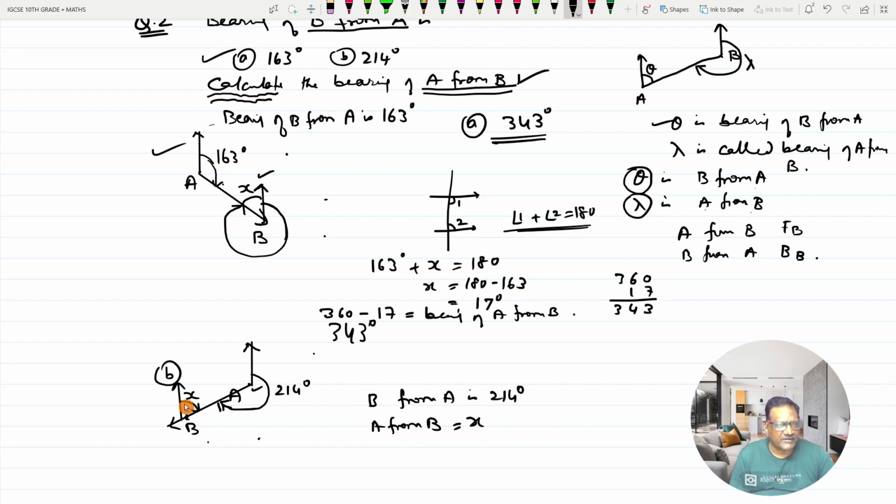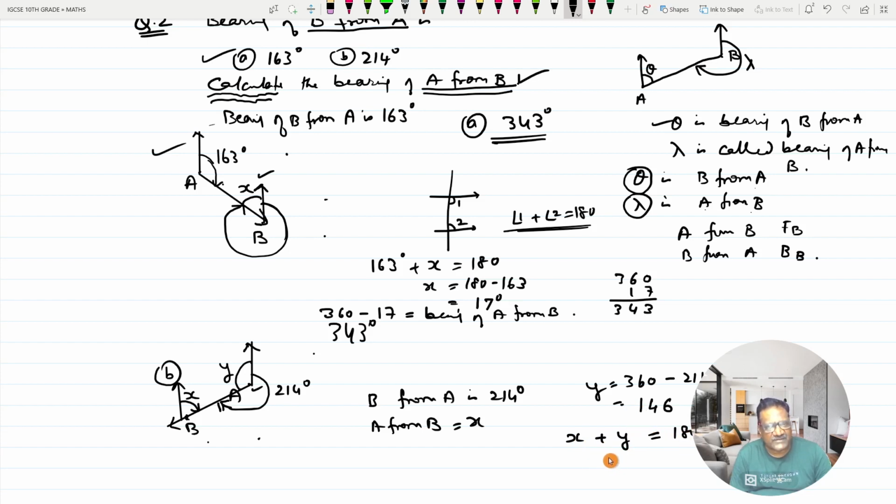Now if I want to find out X, I'm going to use geometry. First I will find out what this angle is. Suppose this is Y. So Y will be equal to 360 minus 214. That should give me 146. 10 minus 4 is 6, and 5 minus 1 is 4, and 3 minus 2 is 1. So I'm getting Y as 146. Now because these two lines are parallel and they are cut by this transversal AB, X and Y are two co-interior angles. So I'm going to write X plus Y equal to 180.